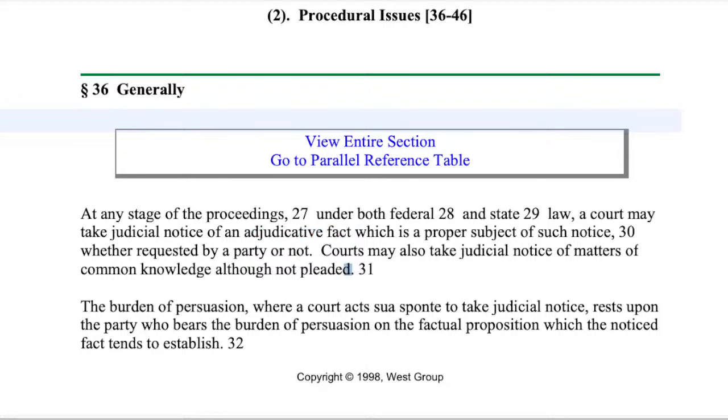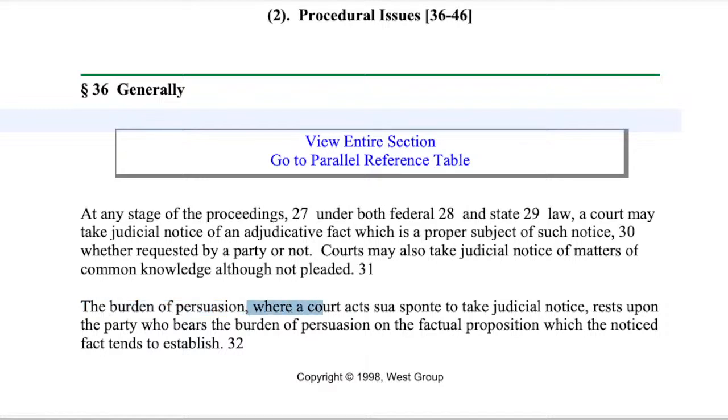So the adjudicative fact is one of those facts that should be able to be proven without dispute, and that the court would recognize, but only in this particular instance with these parties, which is a proper subject of such notice when requested by a party or not. So a court can take judicial notice whether it's requested by the party or not. Courts may take judicial notice of matters of common knowledge, although not pleaded. When they say the courts may take judicial notice, it is typically the judge.